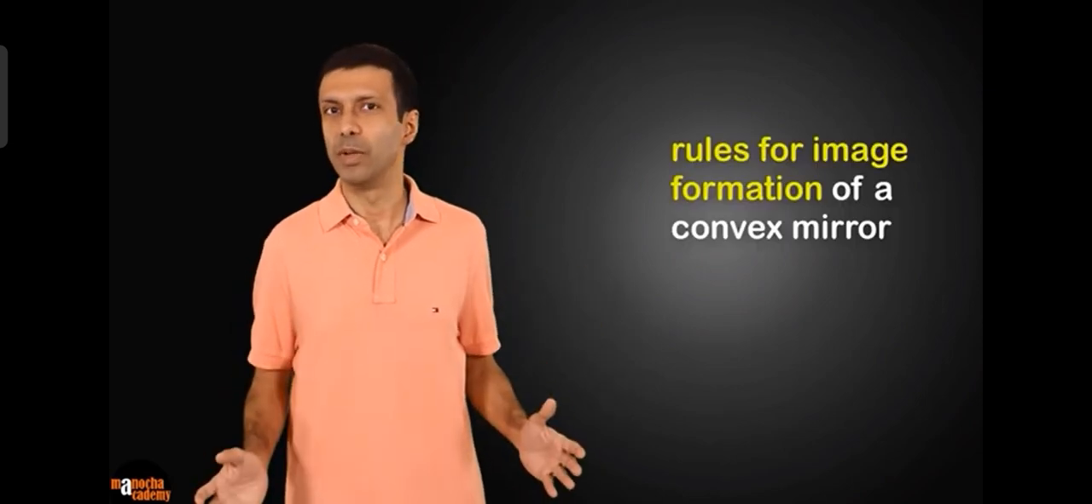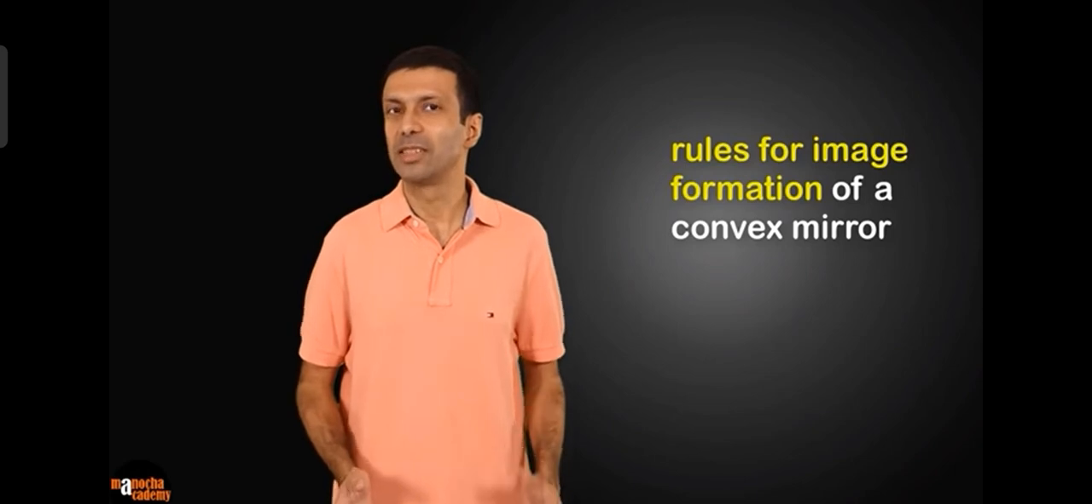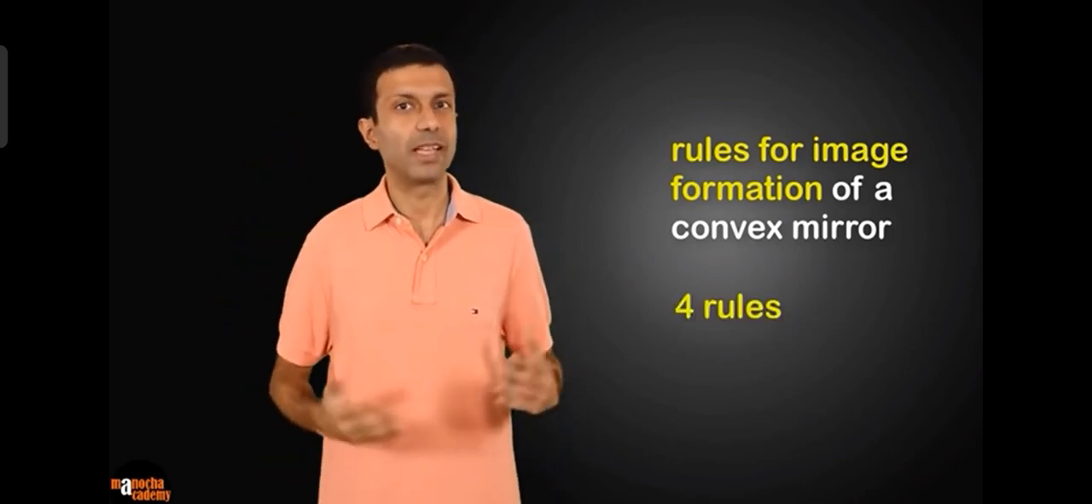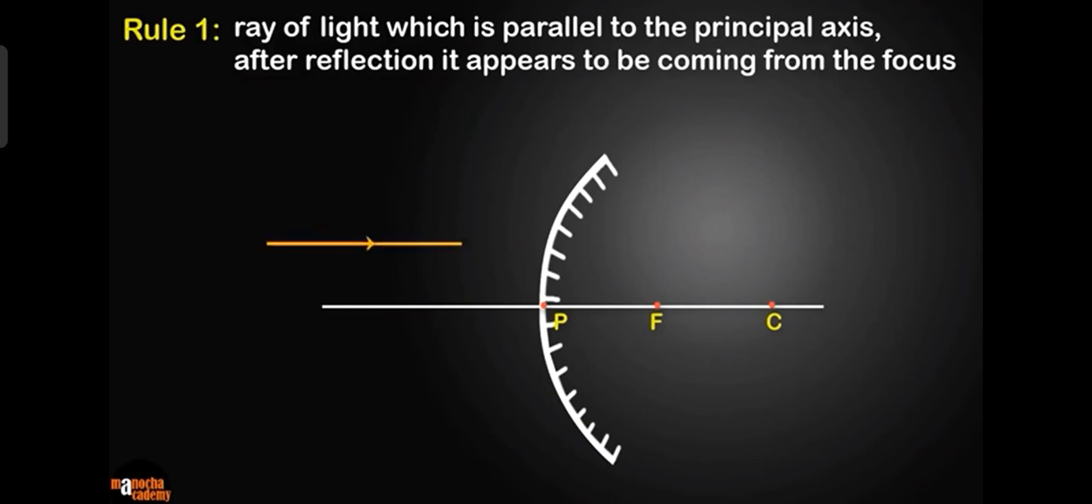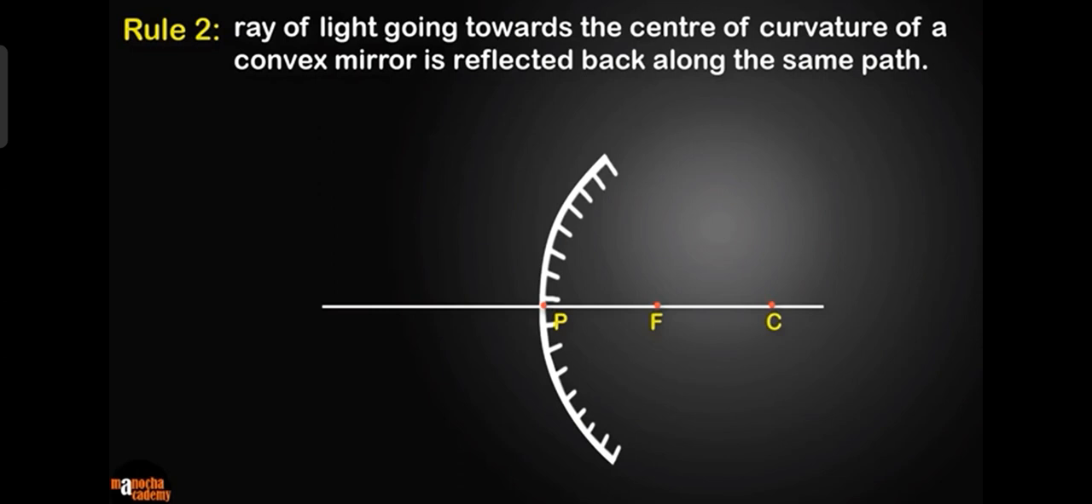Now let's talk about the rules for image formation of a convex mirror. Just like concave mirrors, there are 4 rules for a convex mirror. Rule 1. A ray of light which is parallel to the principal axis, after reflection, appears to be coming from the focus. Can you see that the real rays are shown in solid lines, and those behind the mirror are shown with a dashed line? Rule 2. A ray of light going towards the center of curvature of a convex mirror is reflected back along the same path.